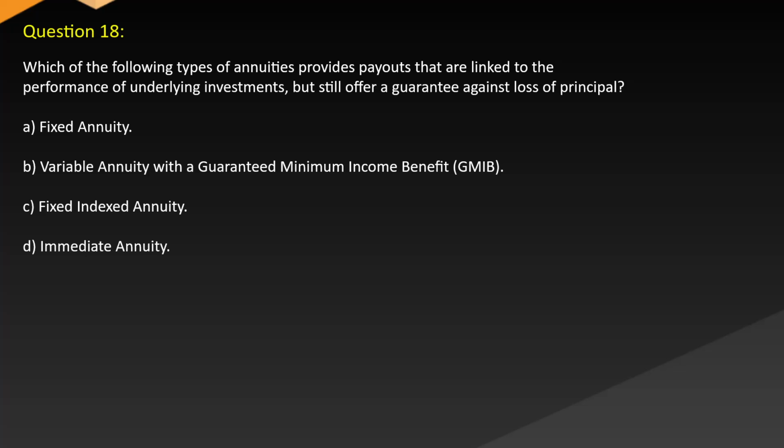Question 18. Which of the following types of annuities provides payouts that are linked to the performance of underlying investments but still offer a guarantee against loss of principal? A. Fixed annuity. B. Variable annuity with a guaranteed minimum income benefit, GMIB. C. Fixed indexed annuity. D. Immediate annuity.